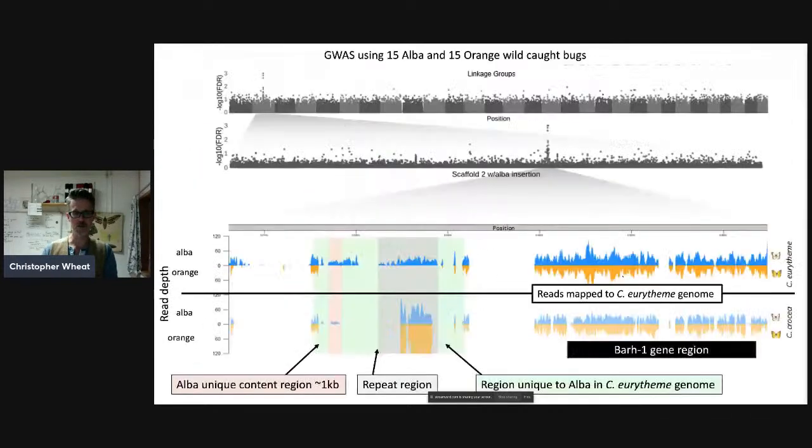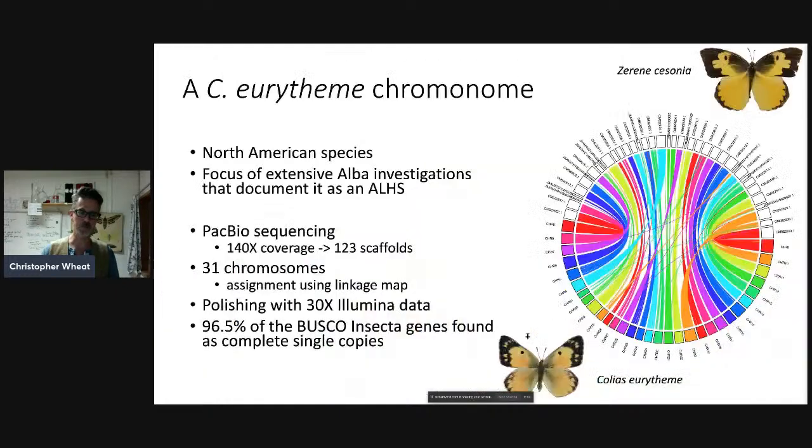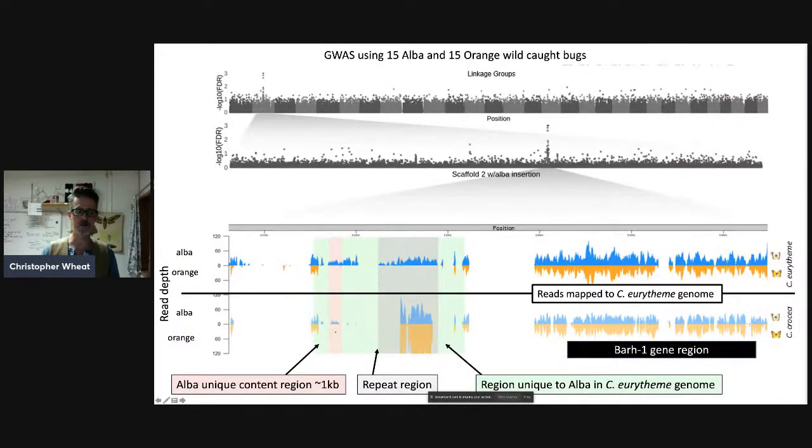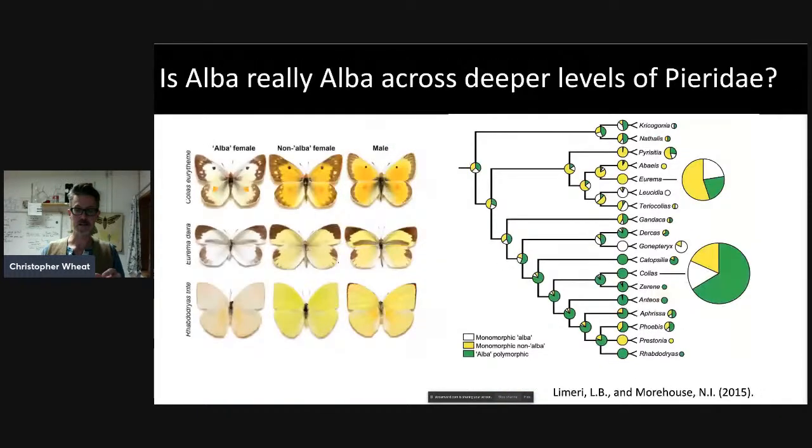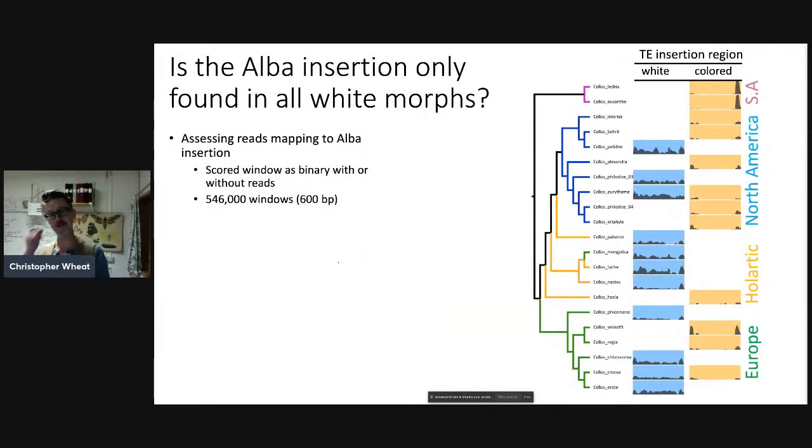So what I want to go back to real quick is keep in mind this pink region right here. This is the pink region that only had Alba unique content in North American species and European species. So we think that this is important. So the hypothesis is, if that region is causing Alba, then that region should be present in every Alba species, and it should be absent in every orange species. So we're going to look at that region in the genome from all the species in our phylogeny. And that's what I have here.